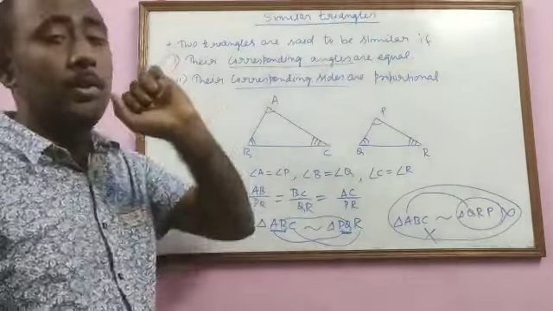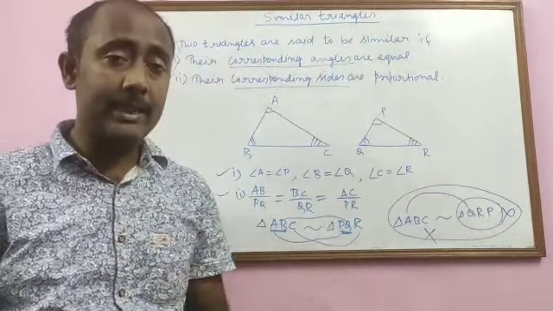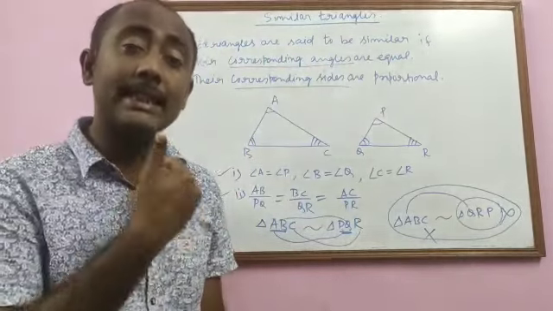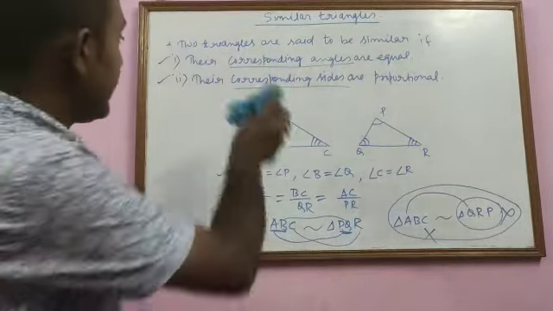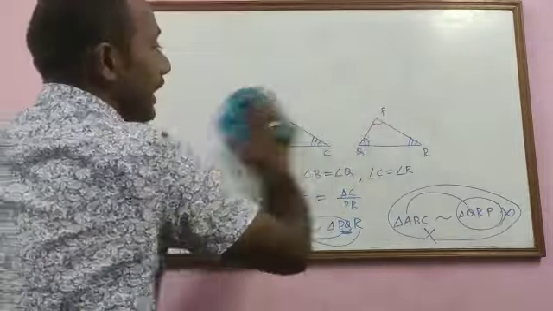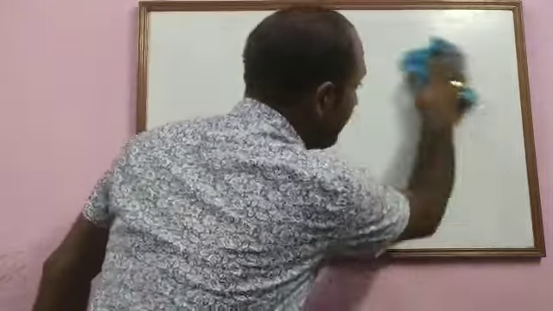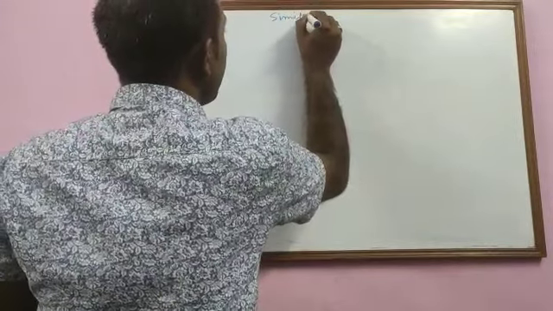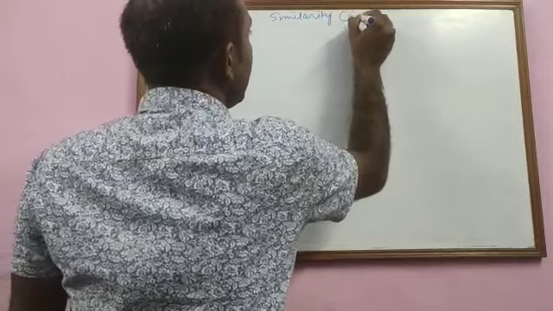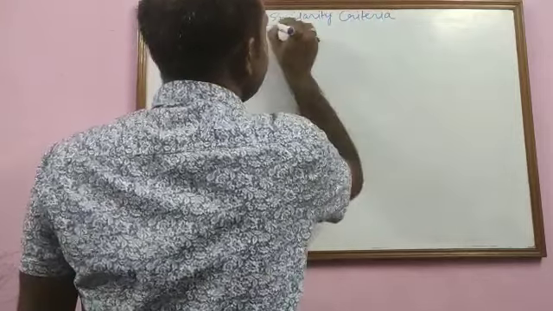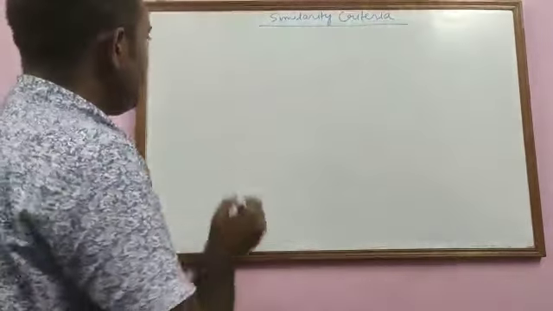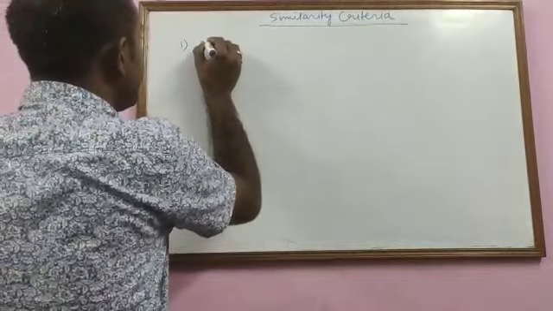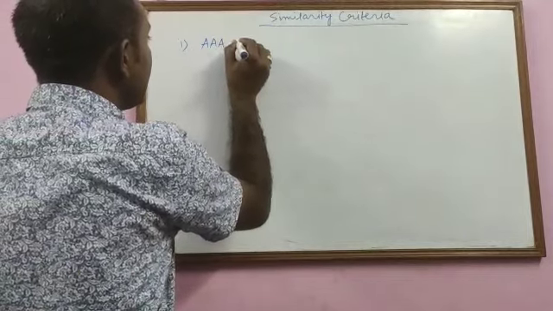Similarly, in class 10th, we will go through some similarity criteria, and by the use of those similarity criteria, we will try to show that two triangles are similar. So, next what we are going to discuss is the similarity criteria. What are those similarity criteria? We will discuss them one by one. The very first similarity criterion for two triangles to be similar is the angle, angle, angle similarity criterion.